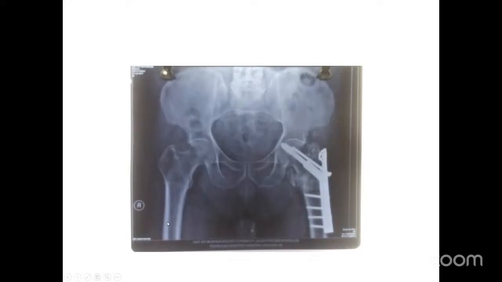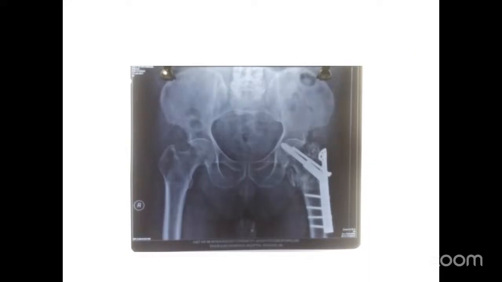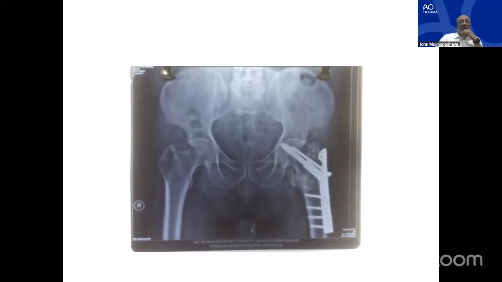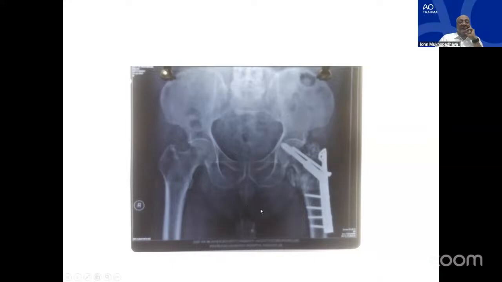Later on, it may. So has the fracture healed or not? Fracture healed, sir. So why do you call it an implant failure? Implant failure means there is some breakage or something like that.